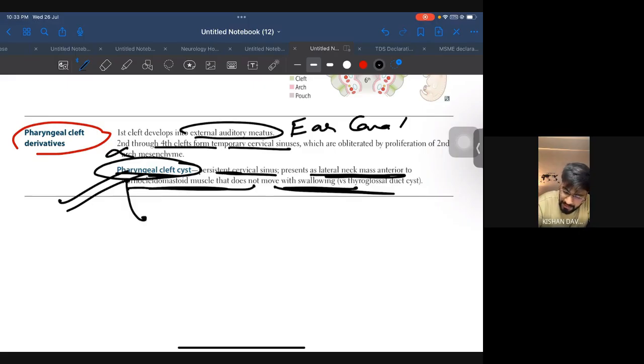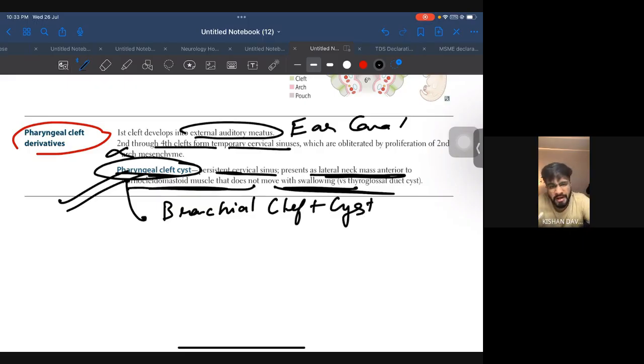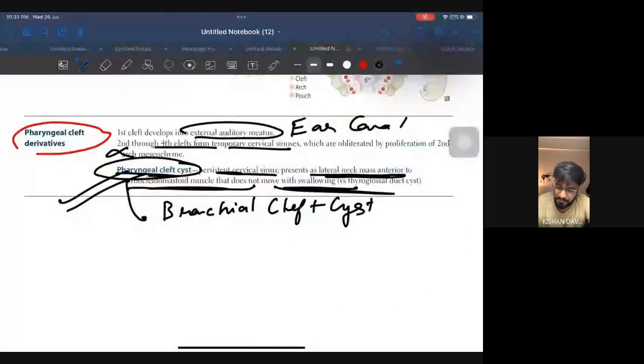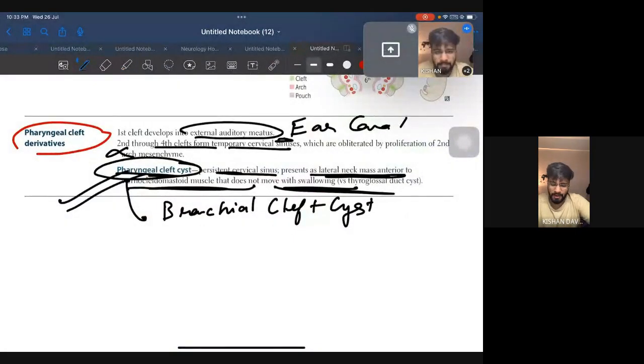It is also known as branchial cleft cyst, so if branchial cleft cyst comes up, don't get confused. It is on the lateral side, thyroglossal duct on the middle side, and cystic hygroma on the posterior side. Another thing to remember: the first cleft develops into the external auditory meatus. All right, so that's all about pharyngeal cleft derivatives.